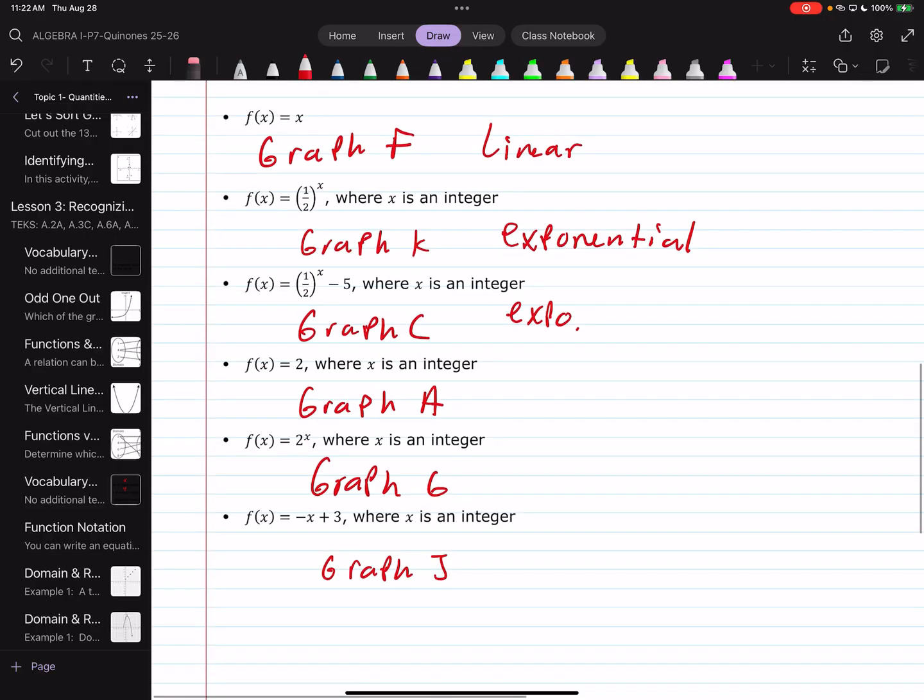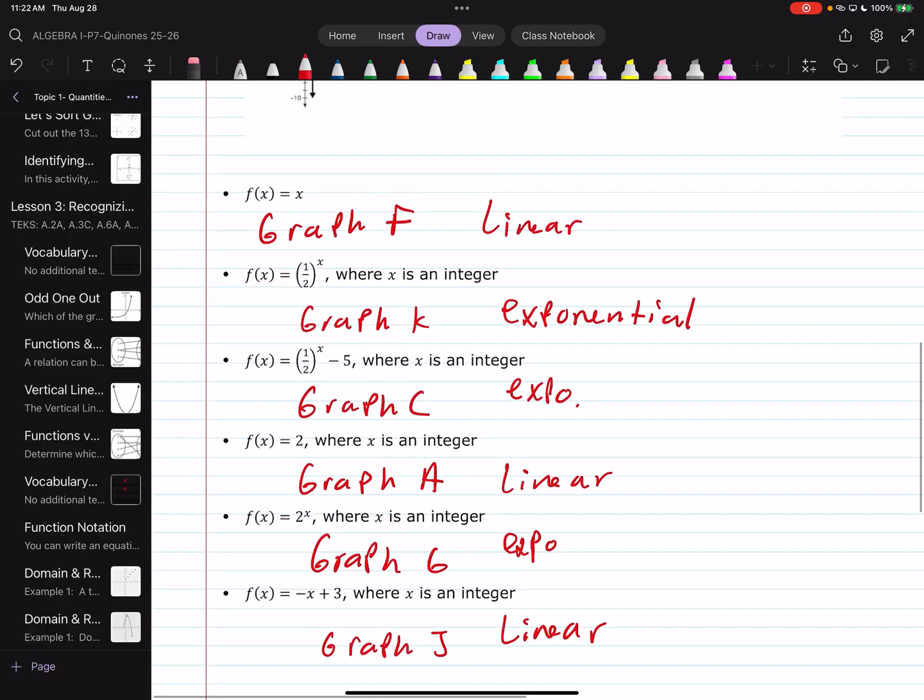Okay. What about graph A? Linear. What about G? Exponential. And what about J? Linear. Very important that you can tell now the difference between an exponential and a linear, because we're going to use this tomorrow as we start the last part of the lesson.